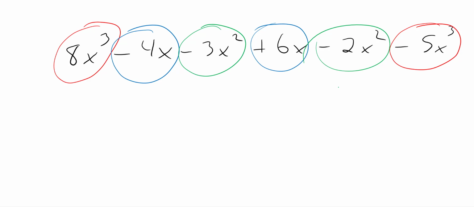Again, if you want to use your calculator, you know what the variables are going to be. You just have to figure out the coefficients, right? That's the number in front. Like in 5x squared, the 5 is called the coefficient.